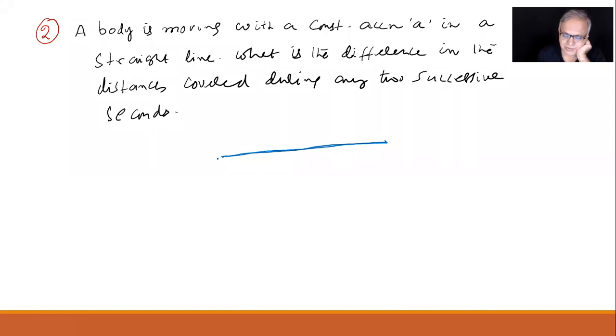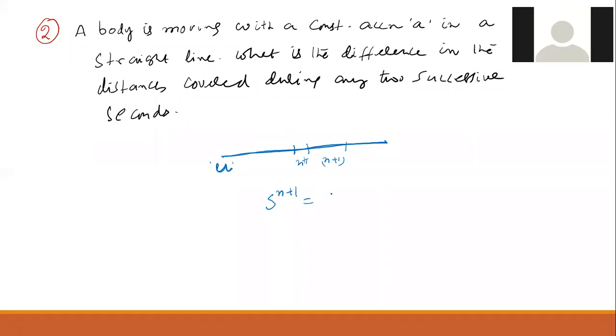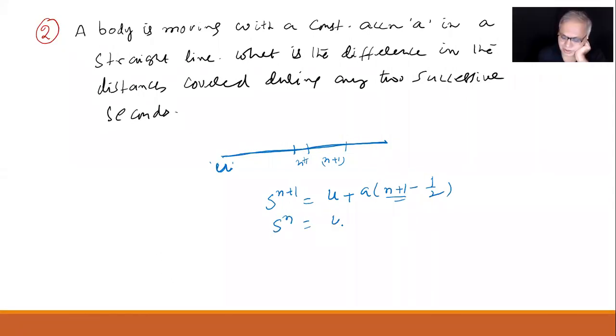Should I start with zero initial velocity, or can I still put u? I can put u, because I have not mentioned that it is starting from rest. So for any two successive seconds, let me say this is the nth second, and that next one is the n plus 1th second. What formula should I use? S equals u plus A into n plus 1 minus half. S nth will be u plus A into 2n minus 1 by 2. Right. So if I do S n plus 1 minus S n, you'll get A.